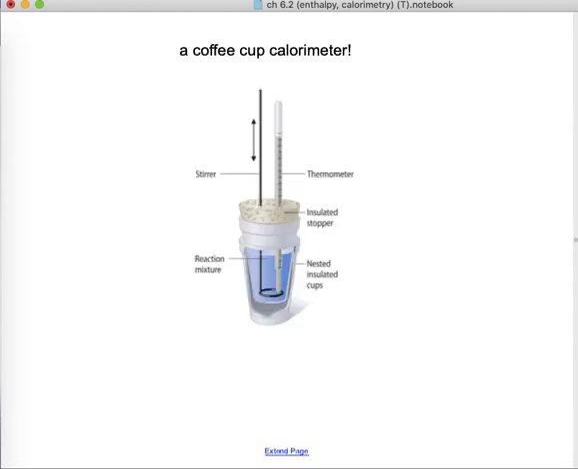This is what we use. It's called a coffee cup calorimeter. You nest two styrofoam coffee cups inside each other. I usually put a magnetic stir bar at the bottom rather than using this wire ring. You have an insulated stopper at the top and a thermometer or temperature sensor in the center. Remember, the reaction is taking place inside here, and we're measuring the temperature difference of the water.